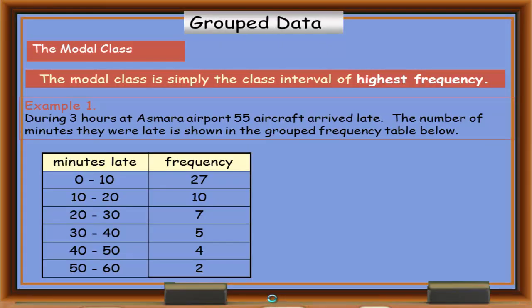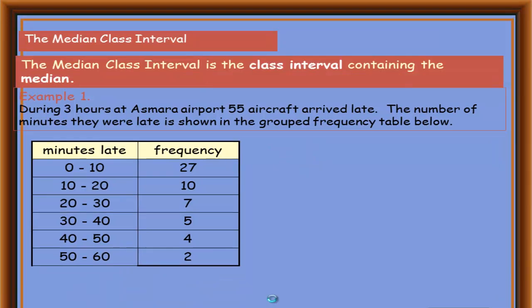The modal class. The modal class is simply the class interval of highest frequency. Here, the most frequent group is the first one, so it is the modal class. We call it the modal class, that is the mode, the highest frequency. The median class interval is the class interval containing the median.